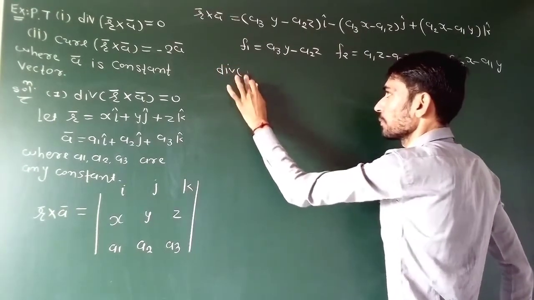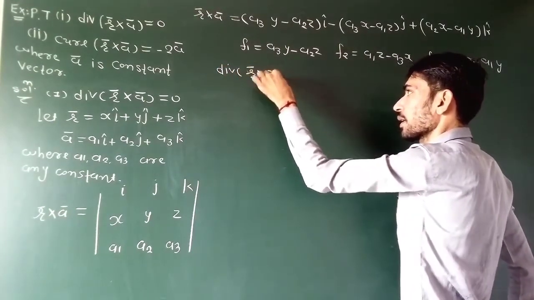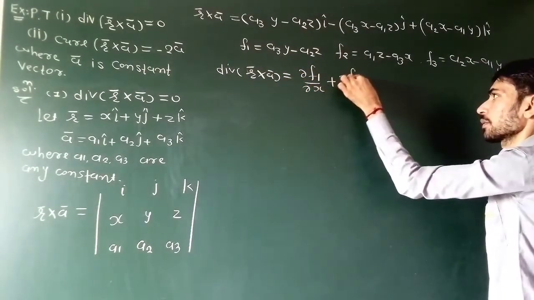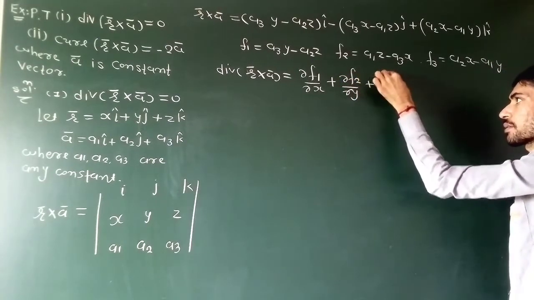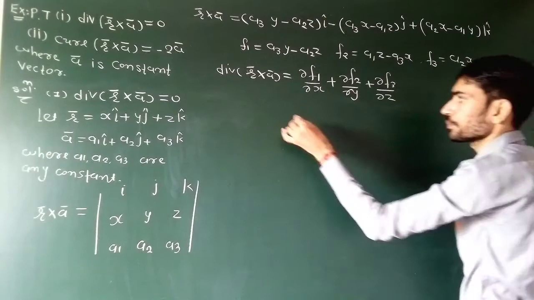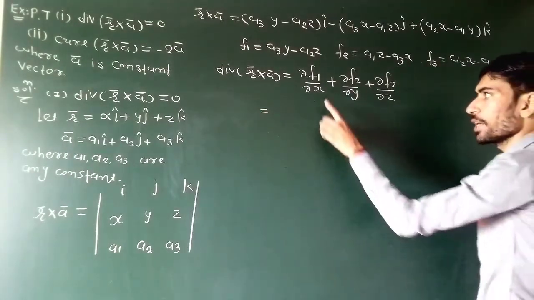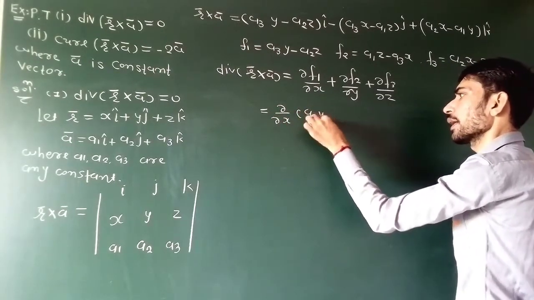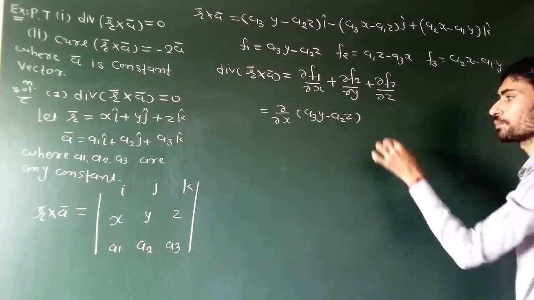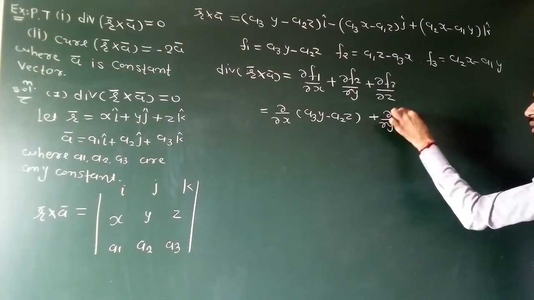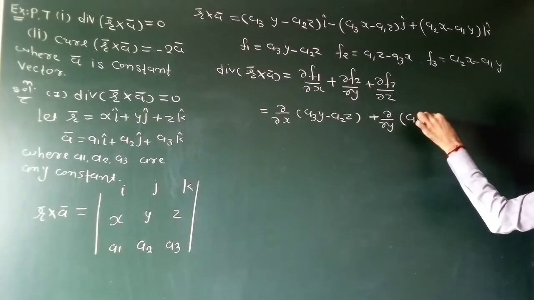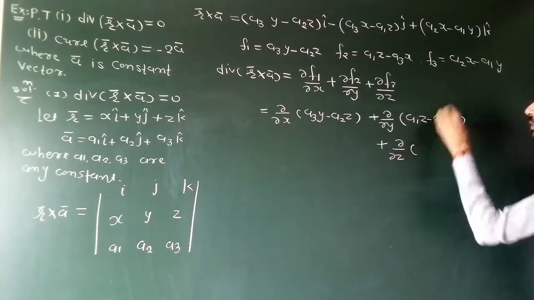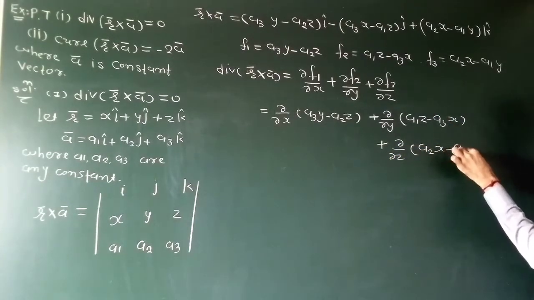Now we find the divergence. The divergence of R bar cross A bar, as per our formula, is del f1 upon del x plus del f2 upon del y plus del f3 upon del z. So here we take the partial derivative of f1 with respect to x: del upon del x of a3y minus a2z, plus del upon del y of a1z minus a3x, plus del upon del z of a2x minus a1y.